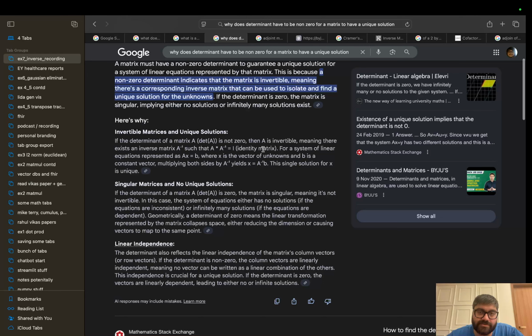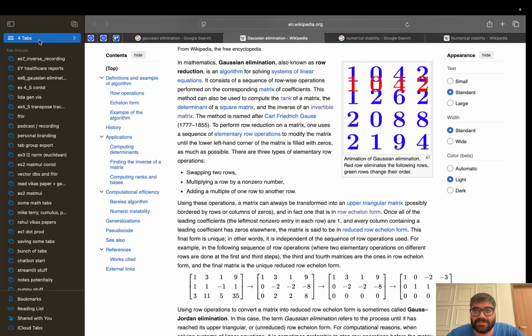If the determinant of the matrix is non-zero, then A is invertible, meaning there exists an inverse matrix A inverse such that A times A inverse equals the identity matrix. And for a system of linear equations represented by AX equals B, where X is the vector of unknowns, multiplying both sides by A inverse yields X equals A inverse B. Therefore, there is a single solution. So if A inverse doesn't exist, you can't do this. That's why I remember that from the previous video, and that was a fun thing I wanted to revisit. So anyways, this is essentially Gaussian elimination.